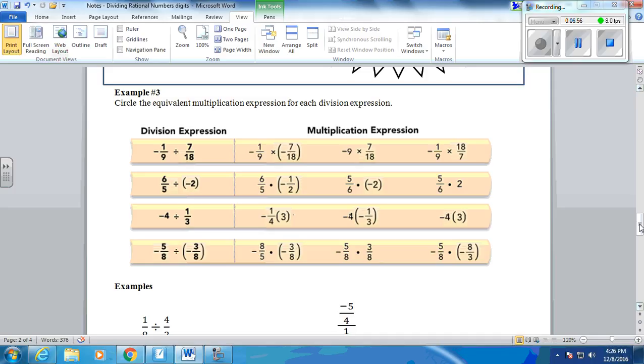I know that the negative 1/9 is not going to change. So looking at my choices, I see that the second one becomes negative 9, so that cannot work. Then the division becomes multiplication, and the 7/18 just needs to be a number that when I multiply it will give me 1. So it's not 7/18 times 7/18, and it's not 7/18 times a negative 7/18, it's times 18/7. So that is the third choice there.